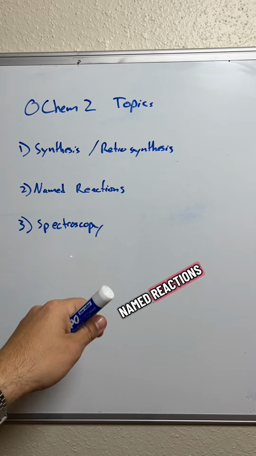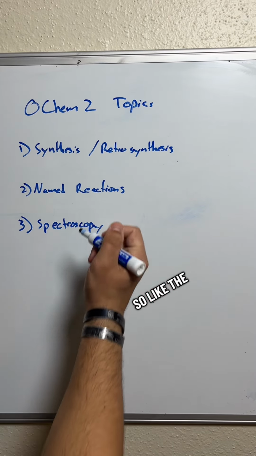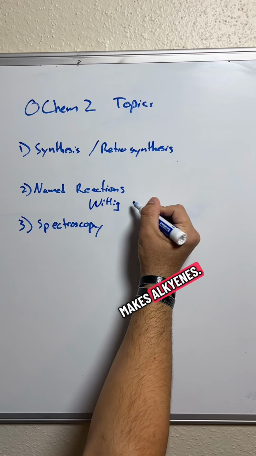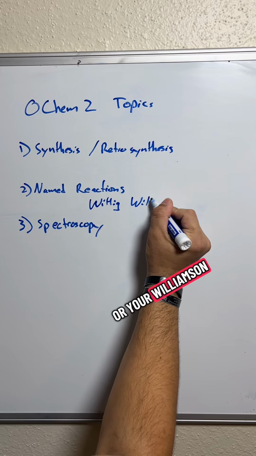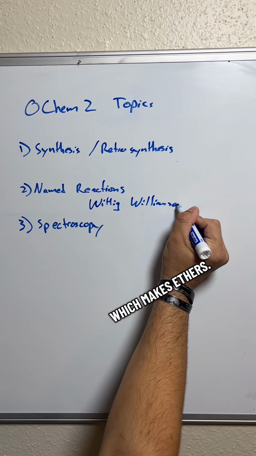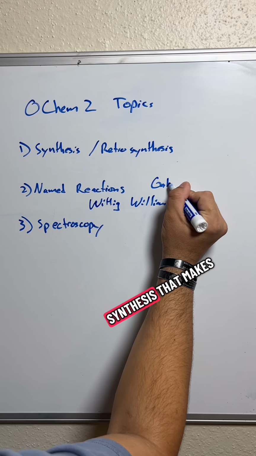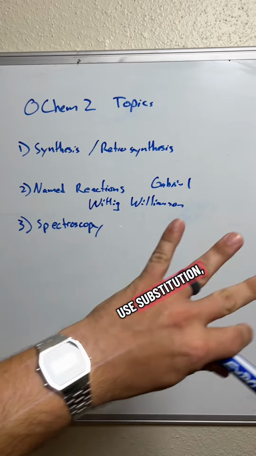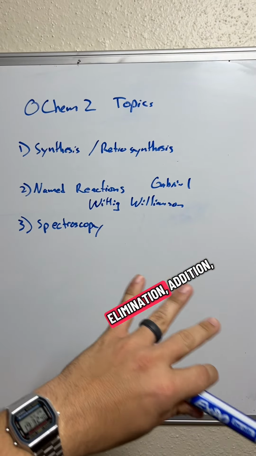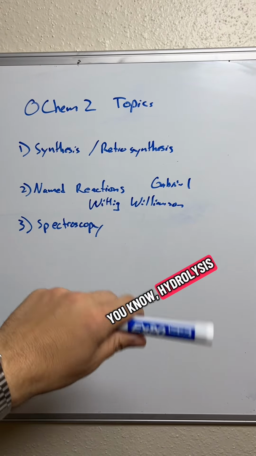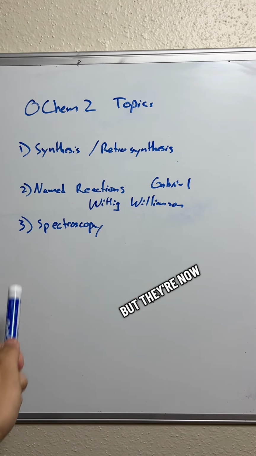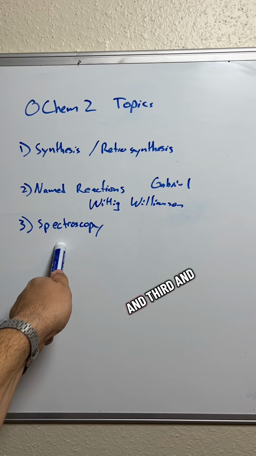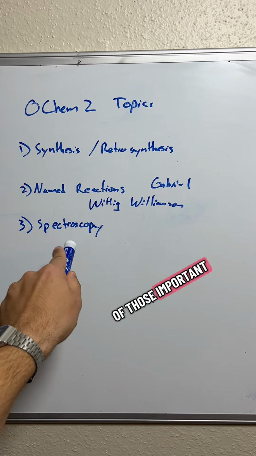So there are named reactions, like here, I'll draw some here. So like the Wittig reaction that makes alkenes, or your Williamson ether synthesis, which makes ethers, or your Gabriel synthesis that makes an amine. So these all use substitution, elimination, addition, hydrolysis type chemistry, but they're now named reactions for a specific application.